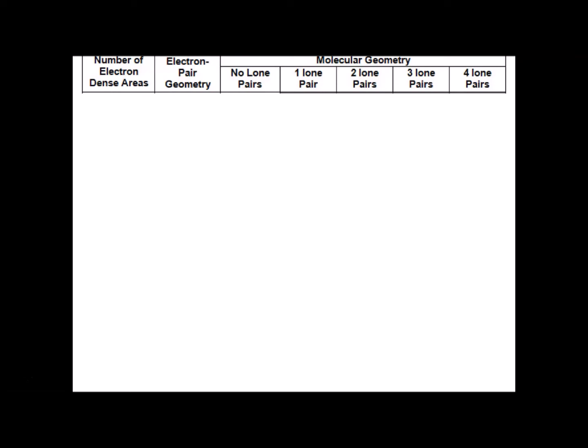And this is a chart that you'll be able to use on tests and quizzes coming up. So if we're counting up the number of, in this chart, they say number of electron dense areas. That's another way of saying electron groups. Okay. Electron pair geometry, that's the same as electron geometry. And then we're going to go through what happens if there are no lone pairs of electrons, 1 lone pair of electrons, 2, 3, or 4 lone pairs.